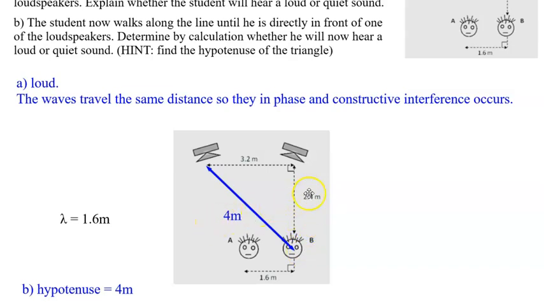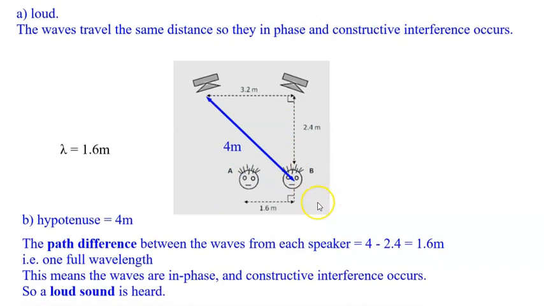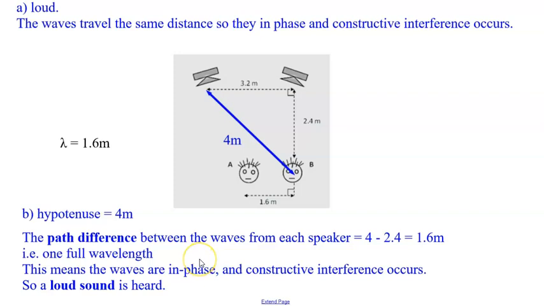So what do we do with these two numbers? We have 4 meters and 2.4 meters. The first thing we can do is to calculate the path difference, the difference in these two distances. So 4 minus 2.4 is 1.6. And we're told in the question that the wavelength is 1.6. So the difference that the waves have travelled is a full wavelength in this case. So they are now back in phase. So we get constructive interference, so we hear a loud sound.